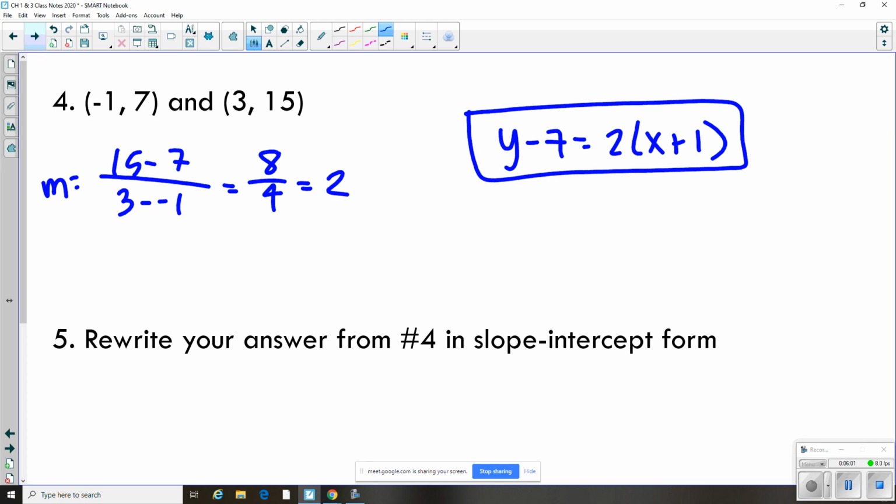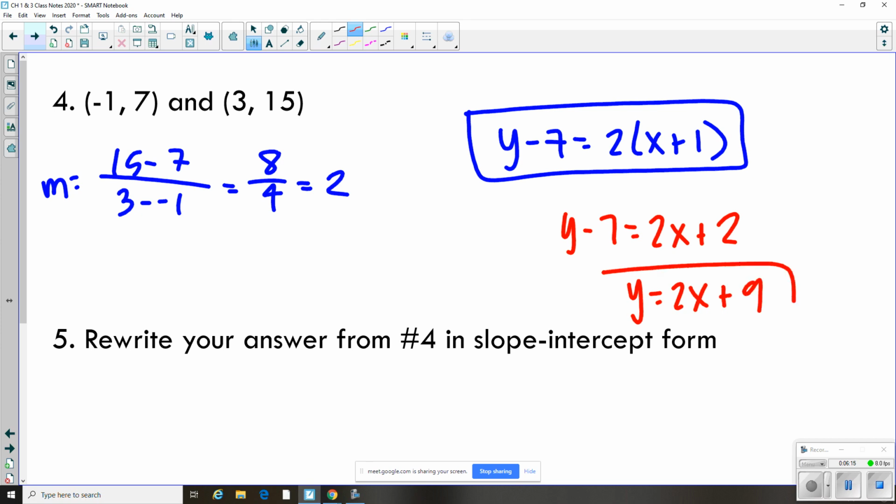Did anyone use the other ordered pair? Do you want me to show you the answer from the other one? Okay. How about y equals 2x plus 9 for my slope-intercept form answer? Just convert and then move that value over? We good? Questions?